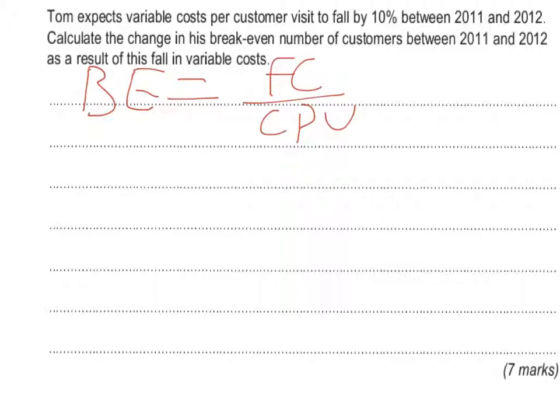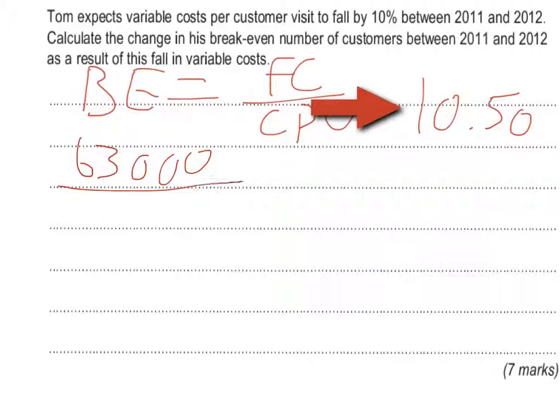To work out the contribution per unit for 2011, all we need to do is take the variable cost away from the selling price. So, the variable cost is £5.10, the customer spend is £15.60, so the contribution per unit will equal £10.50. This now allows us to work out the break-even quantity for 2011 as the fixed costs are 63,000 divided by the contribution per unit, which we've worked out is £10.50. So in 2011 the break-even quantity will be 6,000 customers.